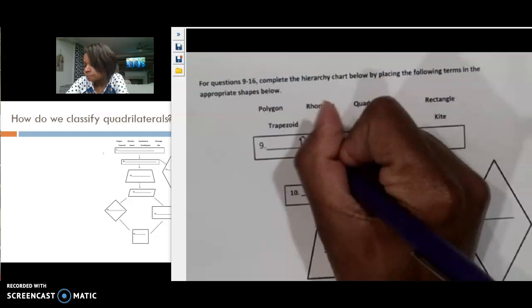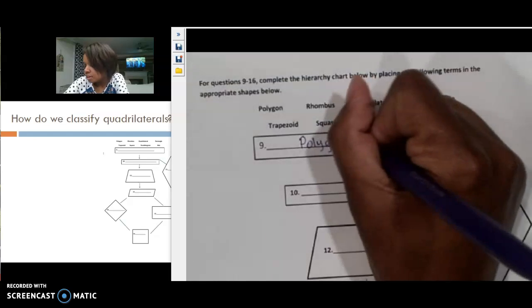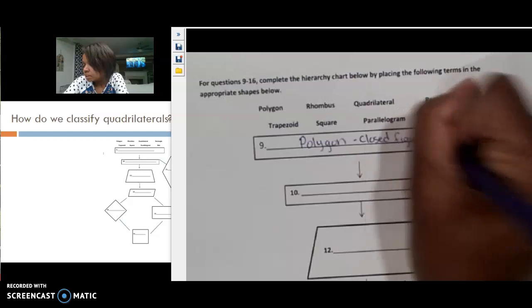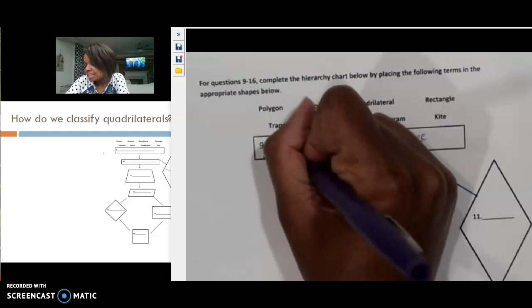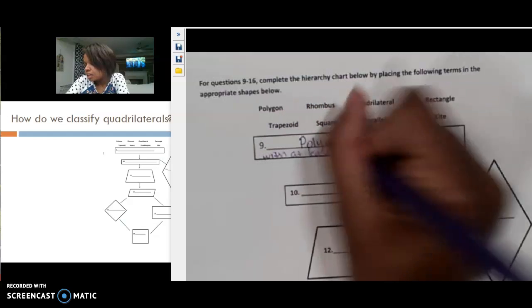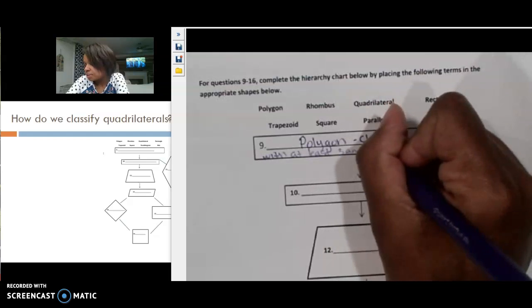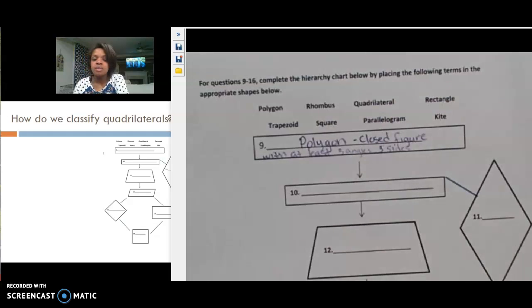because if you remember, a polygon is a closed figure with at least 3 angles and 3 sides. Okay, and remember it's also made with line segments. I'm going to switch out pens here because that pen's looking a little weak there.